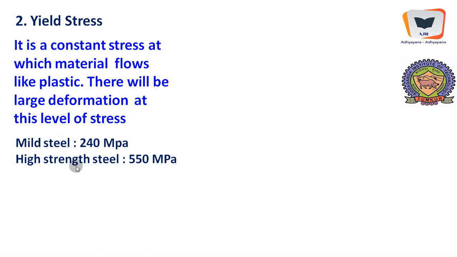For example, mild steel will reach up to 240 MPa, 240 Newton per millimeter square, when it reaches yield. By that point of time, it will have shown a large elongation which can be observed. High strength steel will go up to 550 Newton per millimeter square.